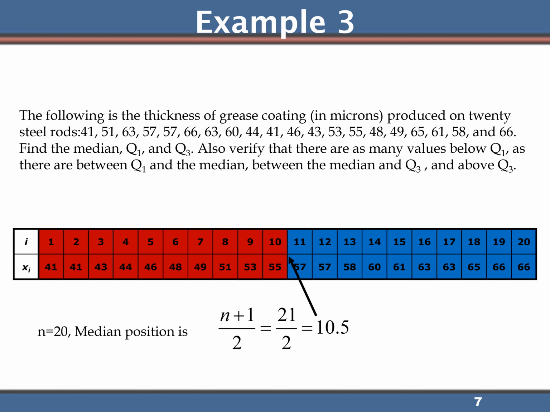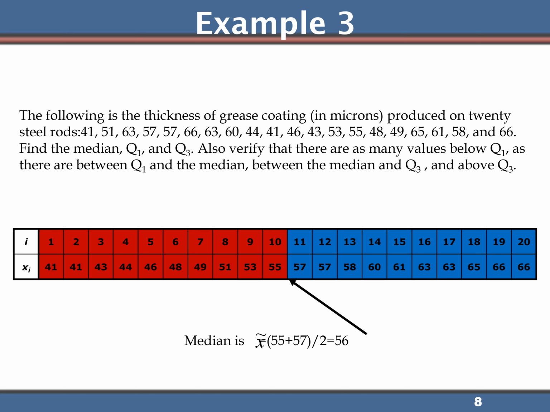In the following example, we are given the thickness of grease coating in microns produced on 20 steel rods. To find the median, we first need to arrange the data in increasing order of magnitude. The median position is 20 plus 1 divided by 2, or 10.5. This median is obtained by finding the mean of the two middle entries. Thus, the median is 55 plus 57 divided by 2, or 56 microns.